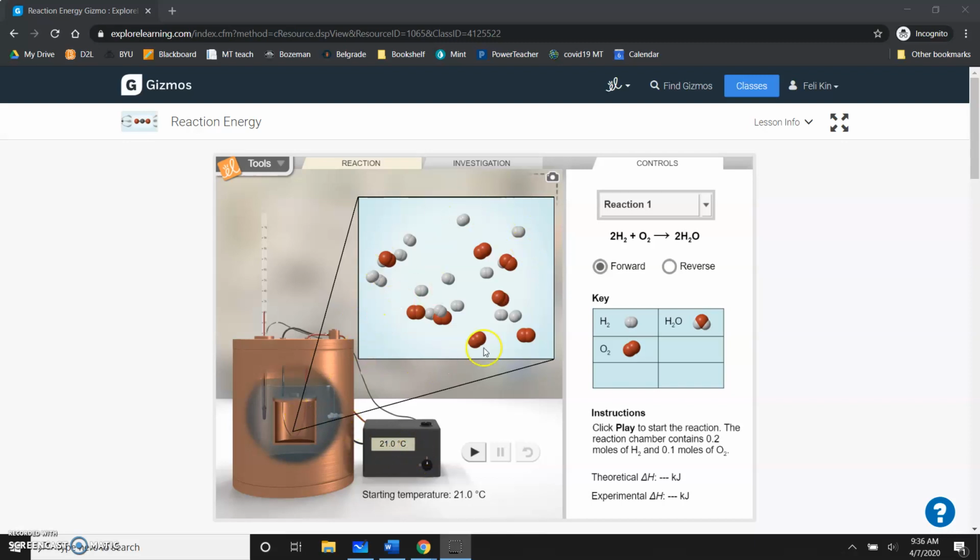This little zoom in shows us a model of the molecules involved in the reaction. And we can also see that described here in the key and here in the chemical equation. So we have two hydrogen atoms plus oxygen atoms. That's what's in there right now. If we want to see that reaction happen, we'll come down here to the controls and hit play.